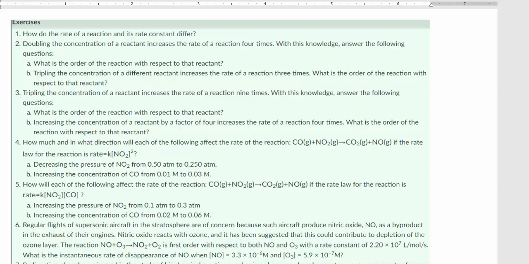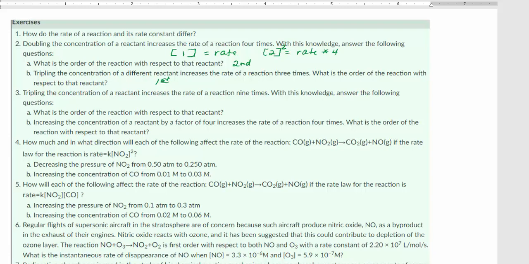Number 2, doubling the concentration of a reactant increases the rate of a reaction 4 times. So if we have a concentration as 1, then that's going to equal some rate. If we double that concentration, then the rate is then multiplied by 4. So what's the order of the reaction with respect to that reactant? Well, that's going to be second order because it's 2 squared is how it changes the rate. B, by tripling the concentration of a different reactant, we increase the rate 3 times. That's a 1-to-1 relationship. That is a first order with respect to that reactant.